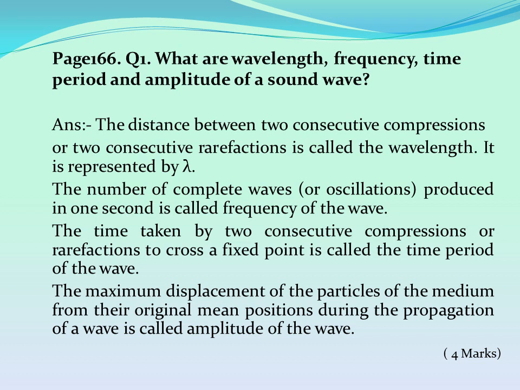The number of complete waves or oscillations produced in 1 second is called frequency of the wave. The time taken by two consecutive compressions or rarefactions to cross a fixed point is called the time period of the wave. The maximum displacement of the particles of the medium from their original mean positions during the propagation of a wave is called the amplitude of the wave.